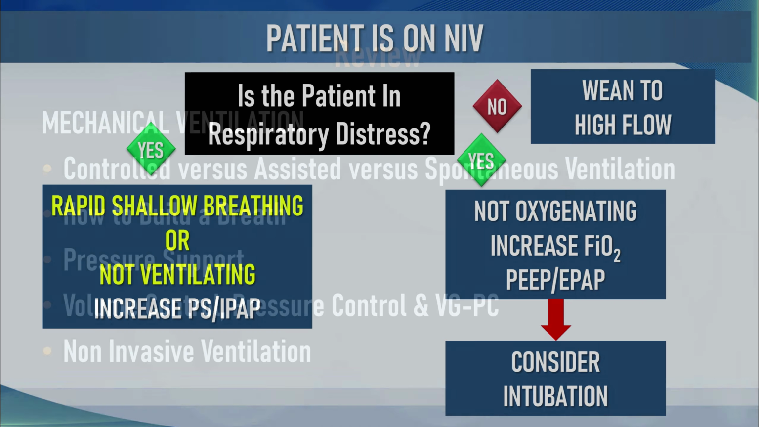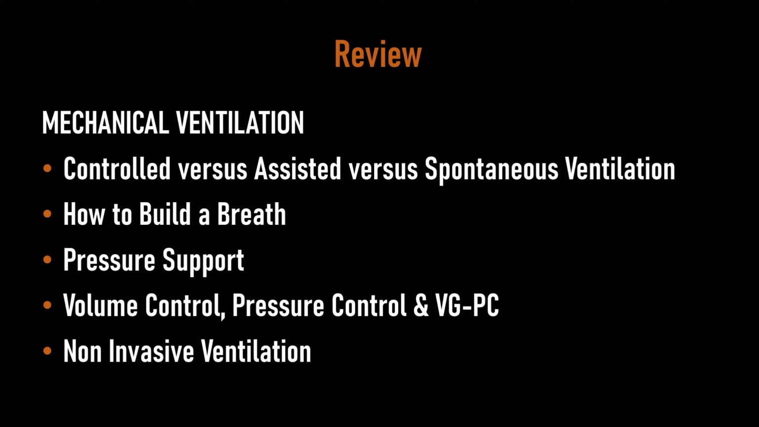Let's review this tutorial. This was a tutorial about assessing the patient who is on the ventilator in the ICU, who might be on an ICU ventilator or a non-invasive ventilator, and we looked at controlled versus assisted versus spontaneous ventilation. I talked about how to build a breath from atmospheric pressure all the way up to positive pressure. I focused heavily on pressure-limited modes of ventilation, as these are by far the most common modes in the ICU. I specifically looked at pressure support ventilation and explained that pressure support is essentially the mode that we use in non-invasive ventilators. We also discussed pressure control, volume guaranteed pressure control, and volume control ventilation, and then I briefly discussed non-invasive ventilation at the end.